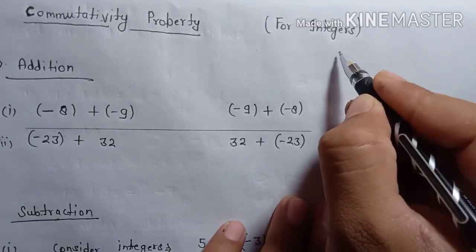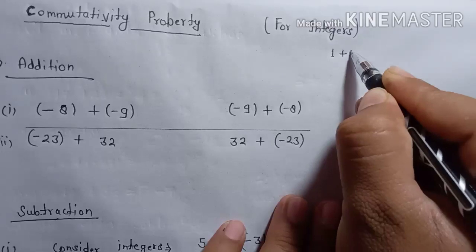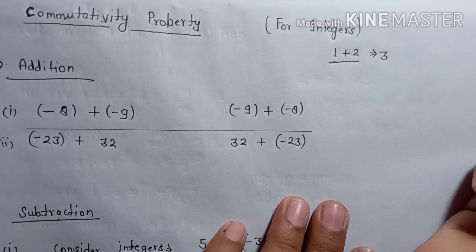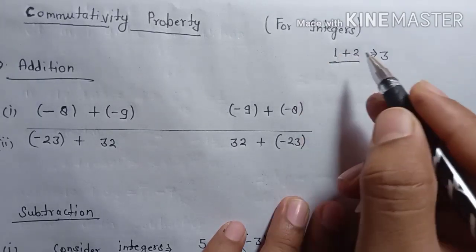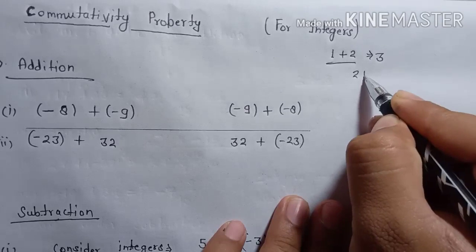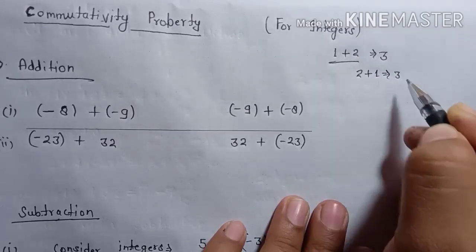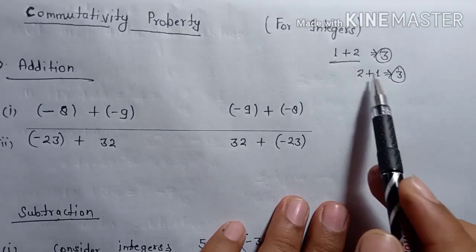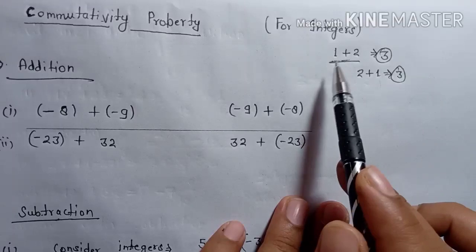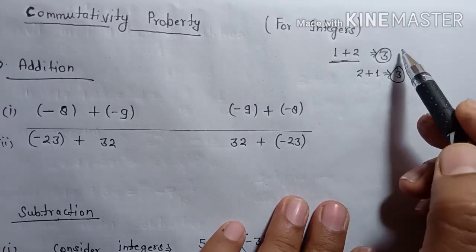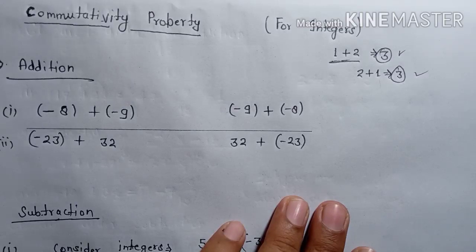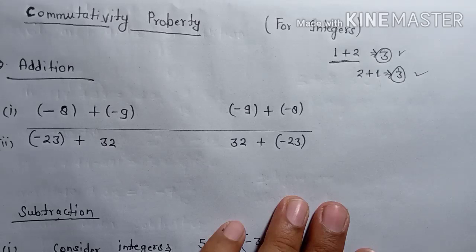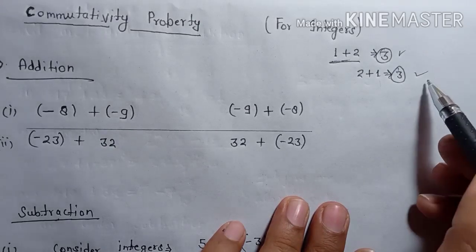When you add 1 and 2 whole numbers, the result is 3. And when you just reverse the order, means add 2 then 1, again the result is 3. Observe one thing: for addition, changing the order of numbers doesn't affect the result. This property of whole numbers is called commutativity property, and we are going to check this property for integers now.